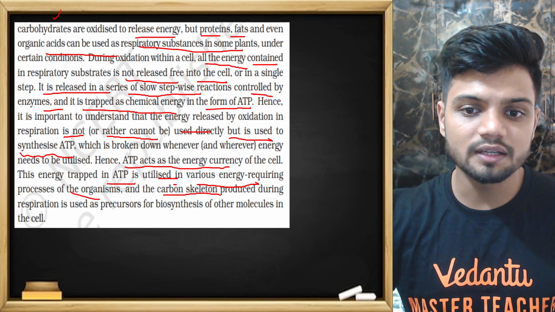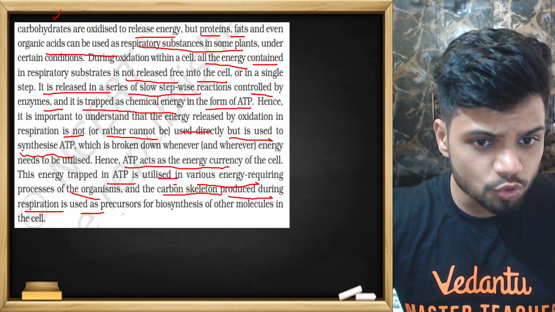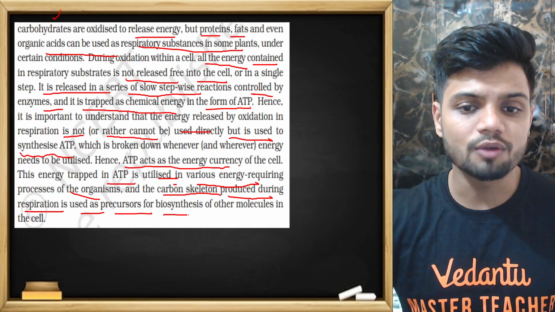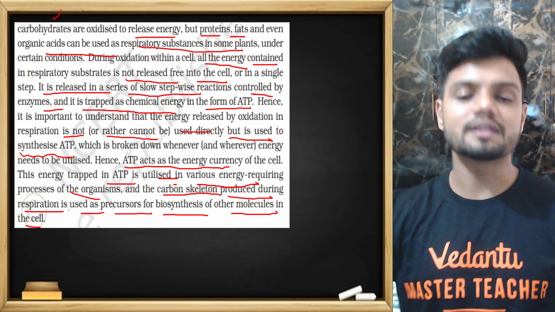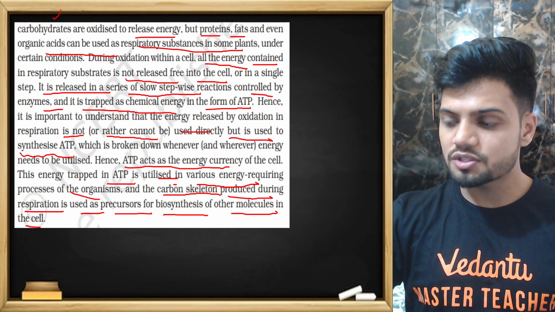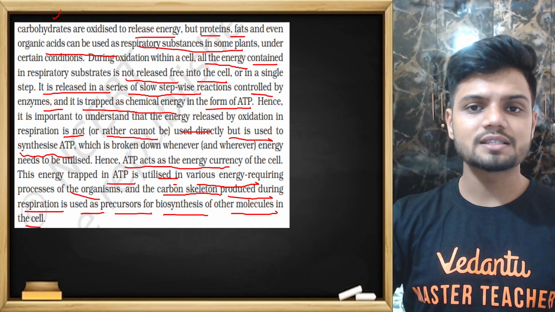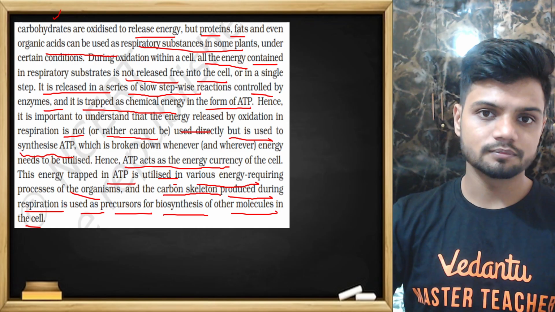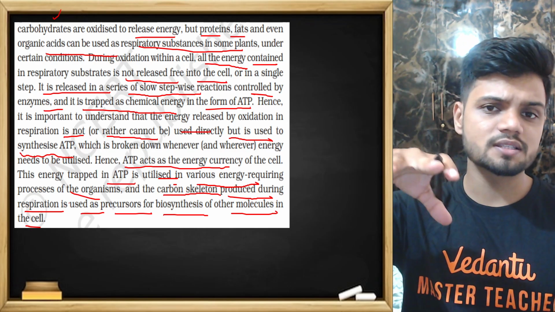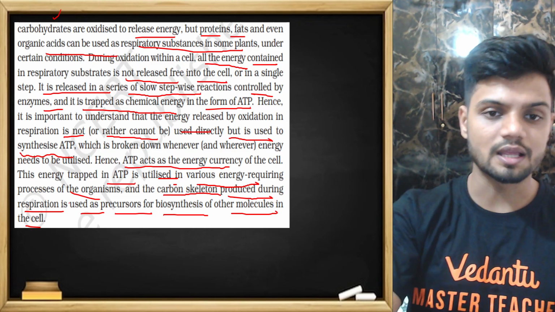And the carbon skeleton produced during the respiration is used as a precursor for biosynthesis of other molecules in the cell. Now, what is the meaning of this last line? Very simple. In the entire respiration, there are a lot of intermediates like pyruvate, acetyl CoA, malic acid, DHAP, alpha ketoglutarate. Now, all of these intermediates can be used in other reactions also. That is the meaning of the last line there.